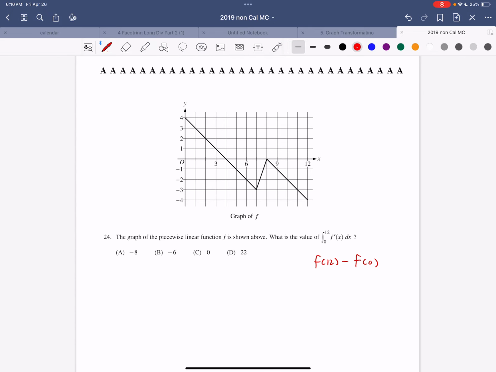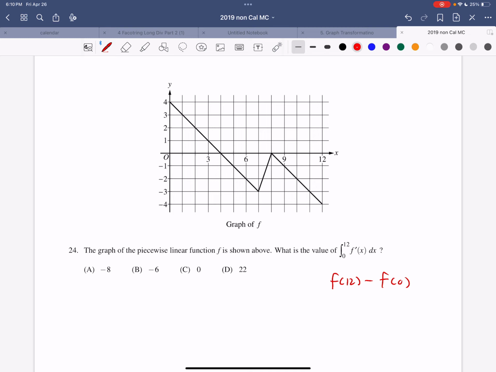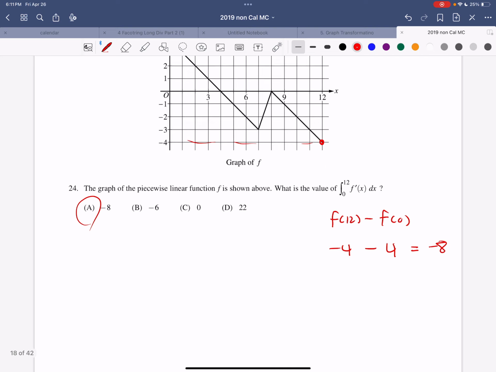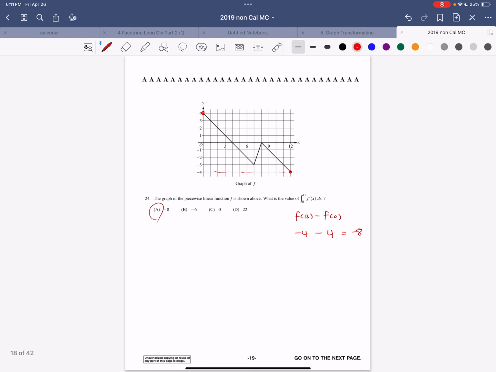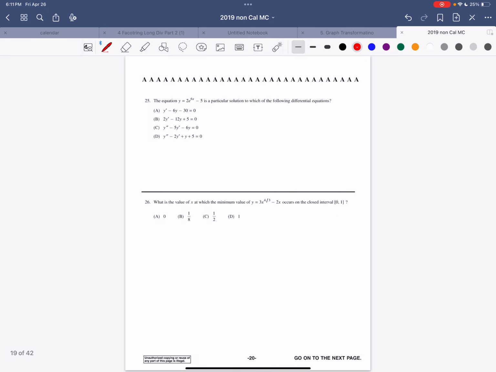So let's do this. What's the value of f of 12? In this one, the f of 12 value is here, which is -4, minus f of 0, which is right here, which is 4, and -4 minus 4 is equal to -8. Actually, it is different from what I showed you before, but it's somewhat the same step. So let's do question number 25.